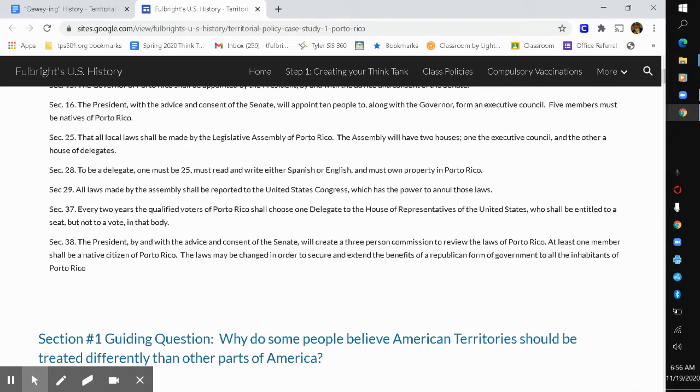And Section 38. The President, by and with the advice and consent of the Senate, will create a 3-person commission to review the laws of Puerto Rico. At least one member shall be a native citizen of Puerto Rico. Laws may be changed in order to secure and extend the benefits of a Republican form of government to all the inhabitants of Puerto Rico.